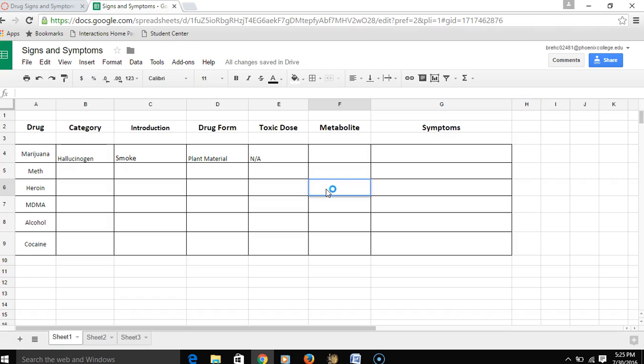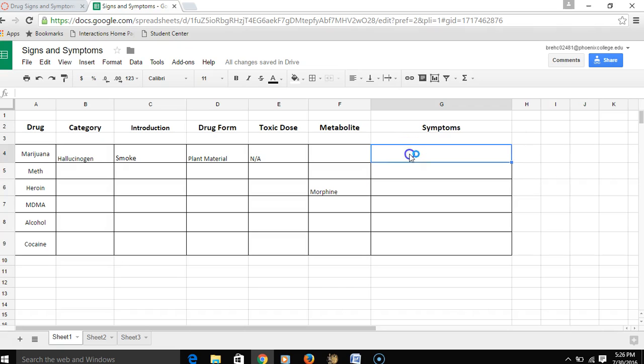So if we were testing a drug user's blood to see if they were using drugs, we wouldn't actually be looking for the heroin in their bloodstream. We'd actually be looking for morphine. And so the metabolite of heroin is actually morphine. So that's what a metabolite is. Now keep in mind, some drugs will have a metabolite and some drugs won't. If the drug doesn't have a metabolite, then you would just put, again, NA or not applicable in that column.